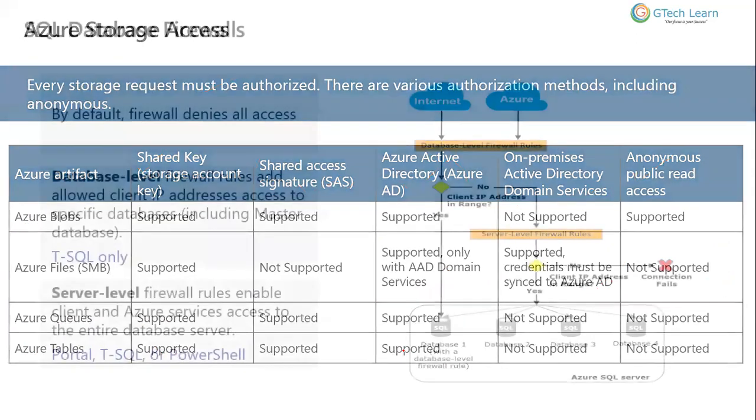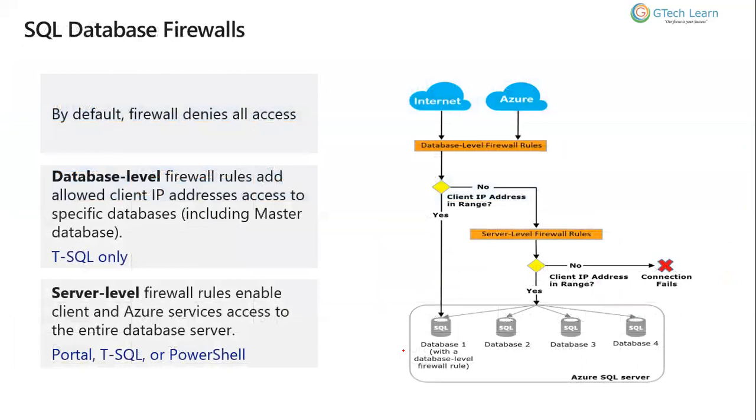Moving ahead and talking about the SQL database firewall. That is simple when we are talking about the database. By default, the firewall denies all access. So if we have the database in place and we want to access the data over there, then we have to add the client IP address range, and that is known as a server level firewall rule. If we set it to yes and add our client IP address, then we can access the database, and otherwise the connection fails.